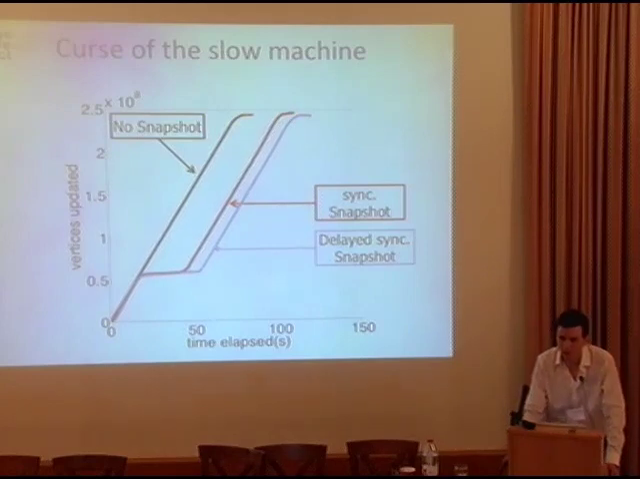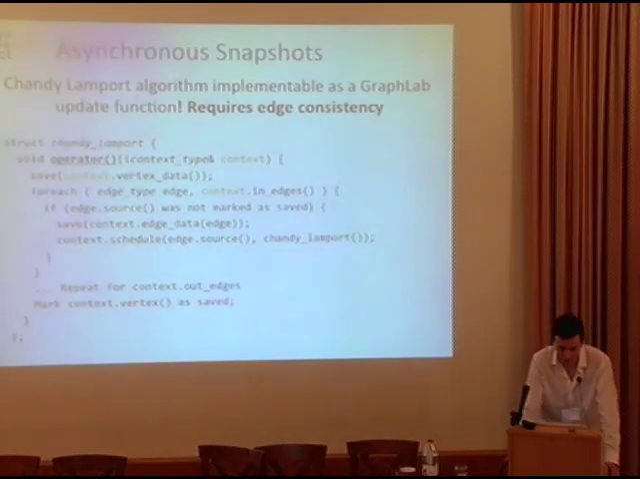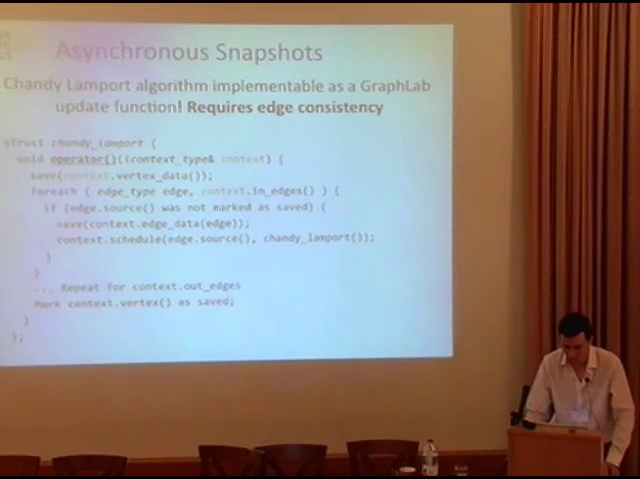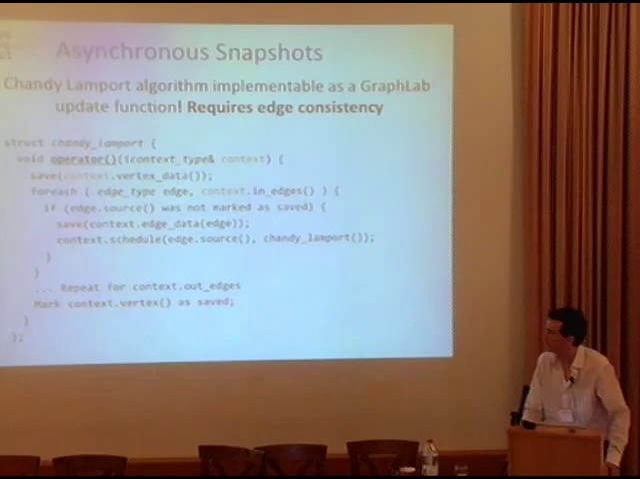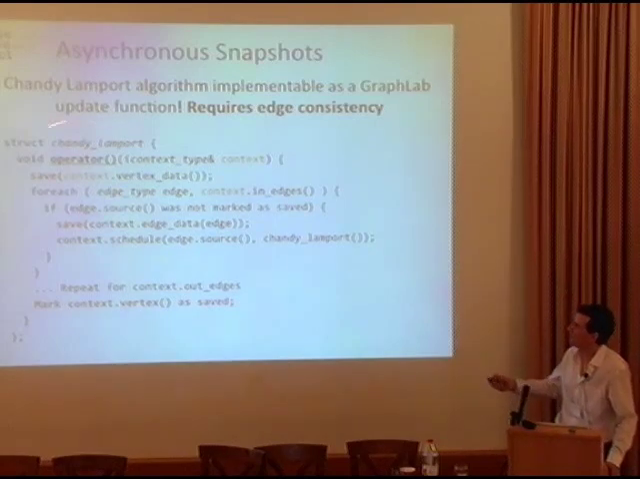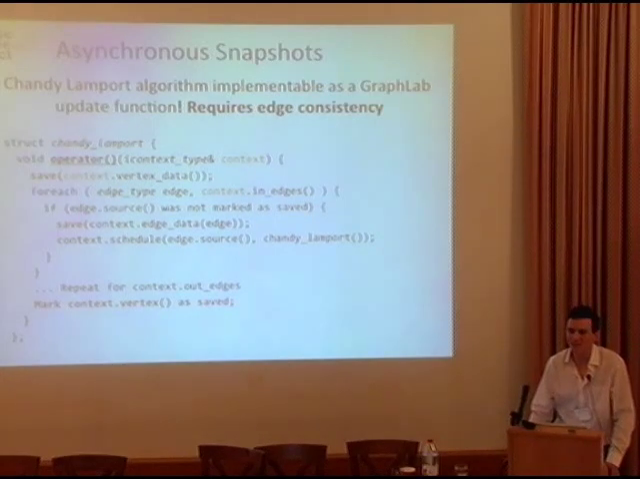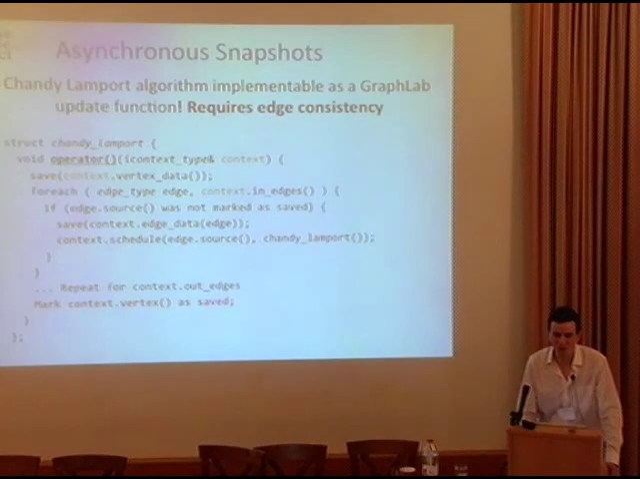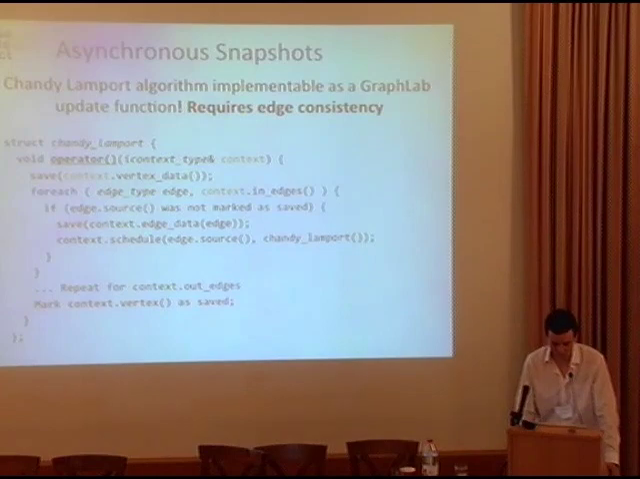And to address this problem, there have been some classical algorithms. For example, there's the Chandy-Lamport algorithm for asynchronous snapshotting, and it's pretty hard to implement, but thankfully, we can implement our own fault tolerance algorithm as a GraphLab function. So GraphLab fault tolerance is implemented in GraphLab using GraphLab updates.